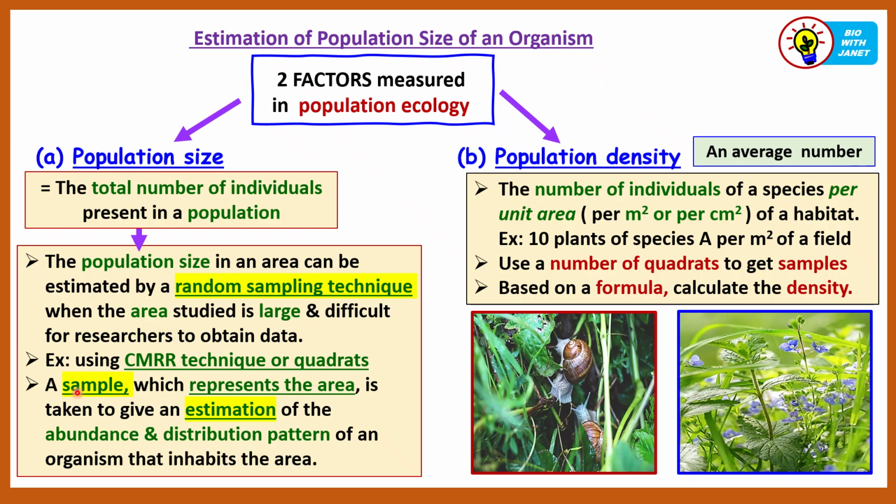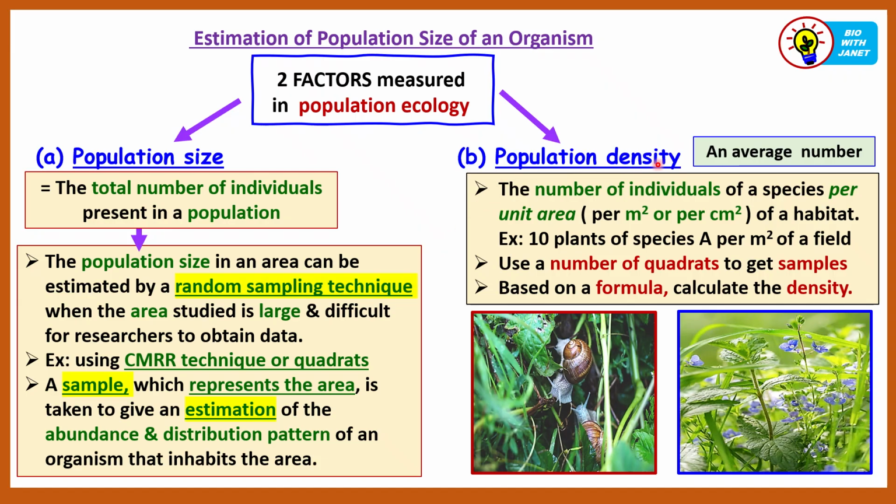Okay, so let's look at this point here. A sample which represents the area is taken, for example, by using quadrats to give an estimation of the abundance and distribution pattern of this organism that inhabits the area, right? Now, examples are by using the capture mark release recapture technique or by using quadrats. In both these techniques, samples are taken, right? Now, we'll discuss more of the CMRR technique later, and we'll focus on the quadrat sampling technique. So the quadrat is used to get a sample randomly.